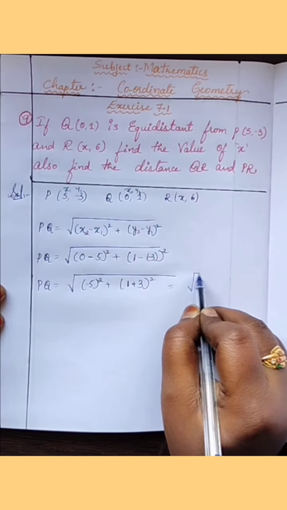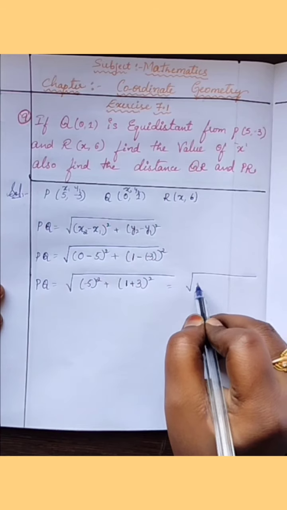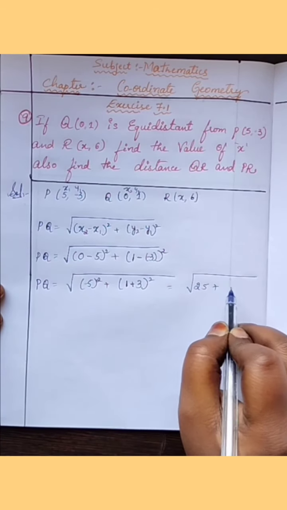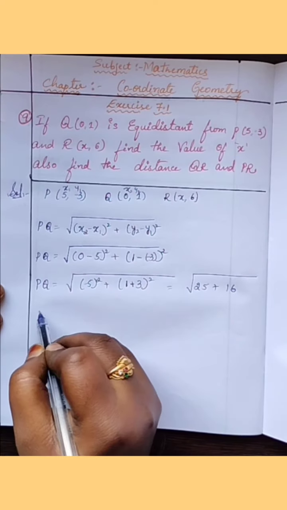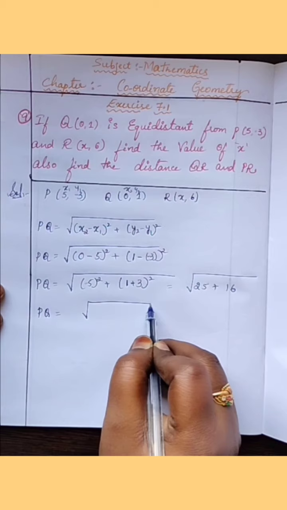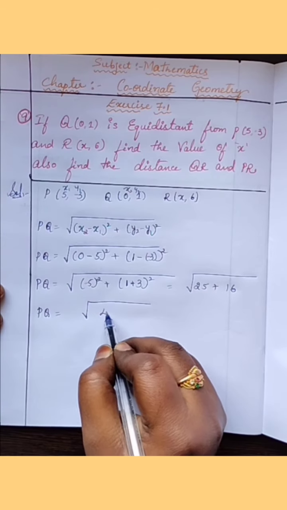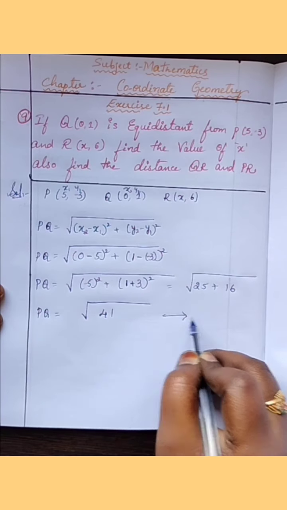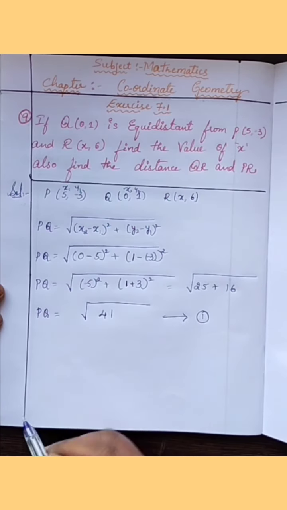Then root of 5 square, value 25. 1 plus 3 we get 4. 4 square value is 16. Then add these two numbers, 25 plus 16. When you add 25 plus 16, how much do you get? Root 41. Then PQ equal to root 41. Consider this as equation number 1.